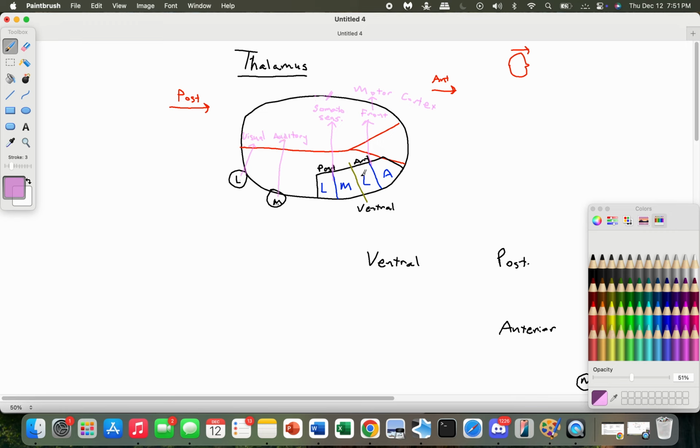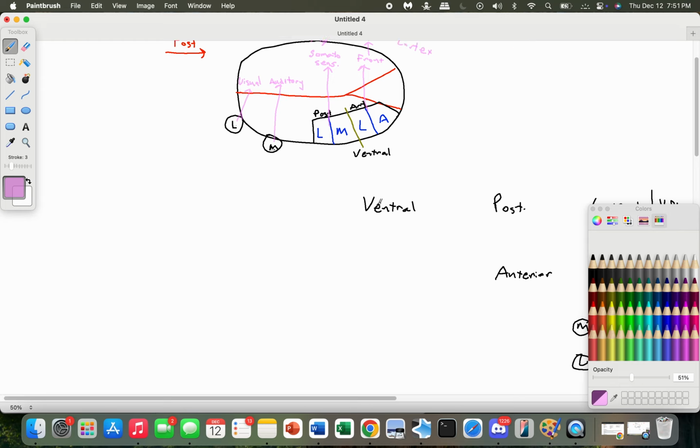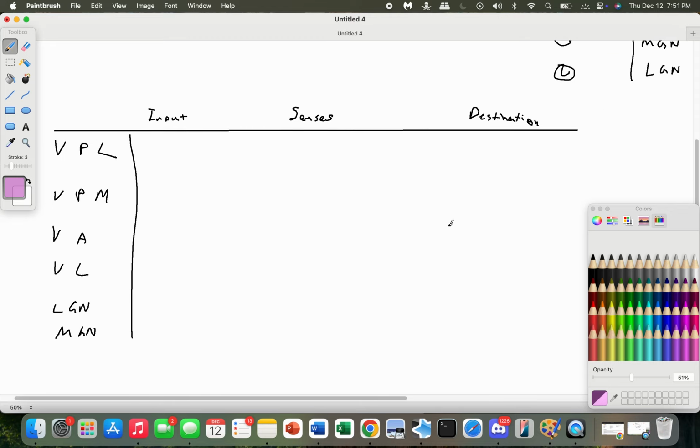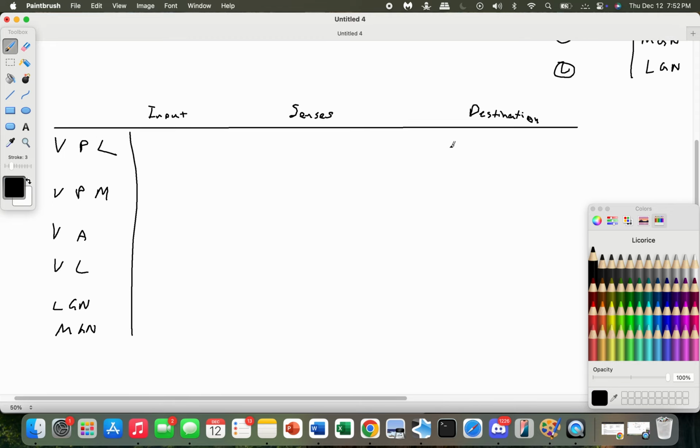So the anterior group goes to your motor cortex. Posterior group goes to your somatosensory cortex. The medial geniculate nucleus goes to your auditory cortex. And the lateral geniculate nucleus goes to your visual cortex. All right, let's fill that in on our table. So as we said, VPL, this is going to be your primary somatosensory cortex.